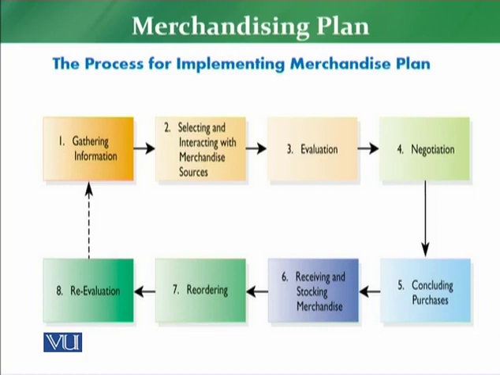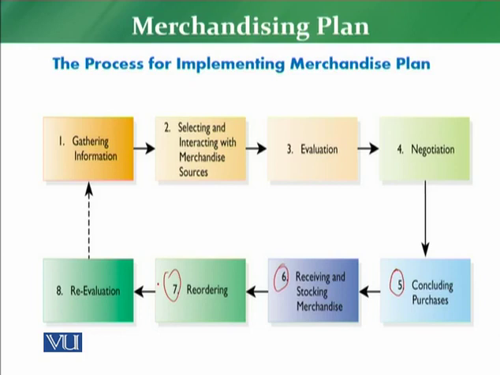Then after negotiation, we move to the fifth step, which is concluding purchases, so that the retailer should know what agreements are finalized and what merchandise they are going to receive. The next step is receiving the merchandise and stocking it. After that, the seventh step is the reordering level: once you have received the stock, at what point of time are you going to reorder? And the eighth point, which is the last part of the process, is reevaluation.